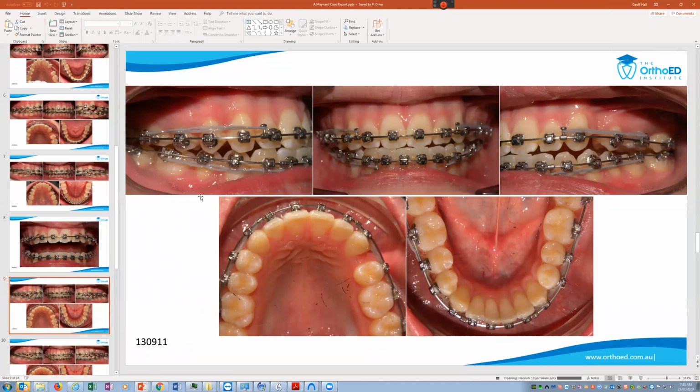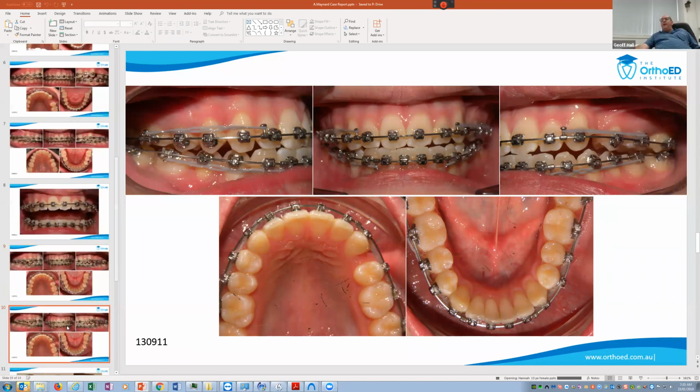What was his profile like at this stage? Honestly, I can't remember, and I didn't take a profile picture, but I would imagine he would be looking a little bit bimax protrusive because of the lower incisors being forward, and his lips would be pretty full.